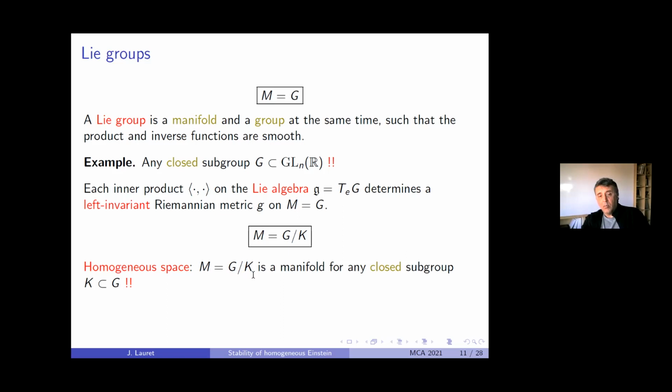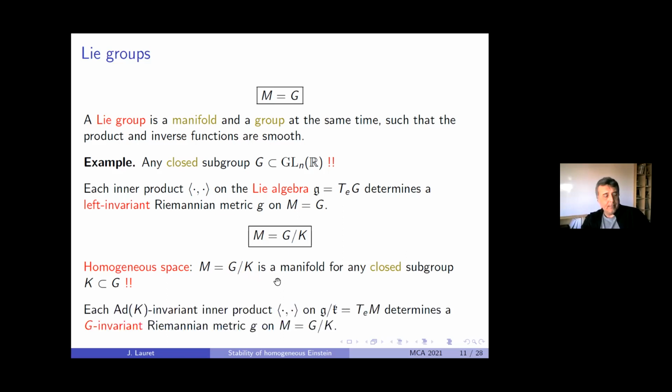And these are called homogeneous spaces. And well, the way to put some geometry in a homogeneous space is similar. You just need an inner product on the tangent space of M, which is now the quotient G over K of the Lie algebras, and ask for this inner product to be Ad K invariant, where this Ad is the adjoint representation, this is conjugation.